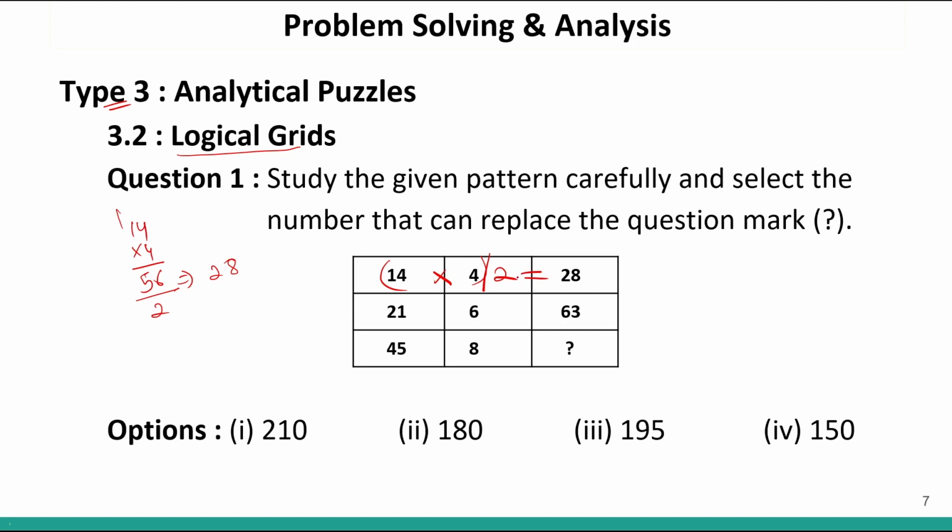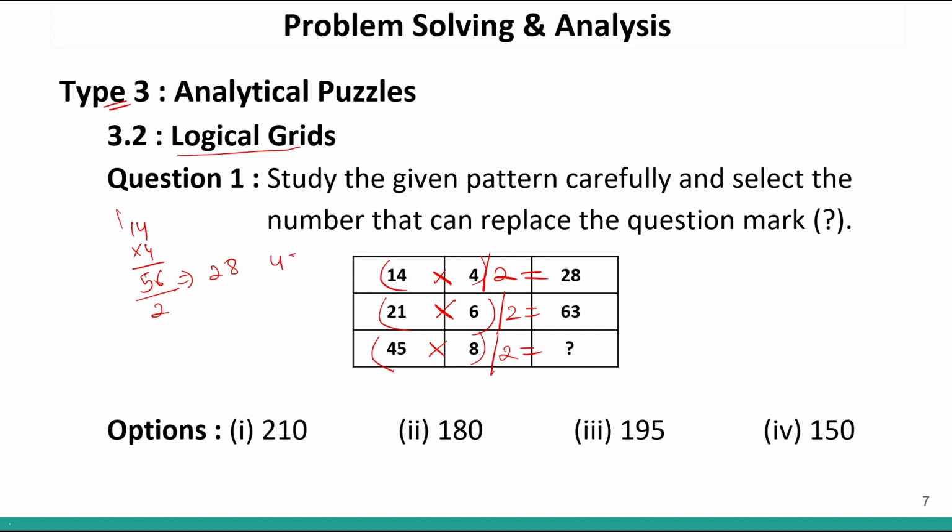Now, let us see whether this same logic follows in row 2 as well. So, in row 2, if I multiply 21 by 6, I'll get 126. And if I divide 126 by 2, I'll get 63. So 21 into 6 divided by 2 will give me 63. So now we have found a logic in row 1 and we confirmed the logic in row 2. So now we'll use the same logic in row 3 as well. So row 3 will be 45 into 8 divided by 2 should give me the answer.